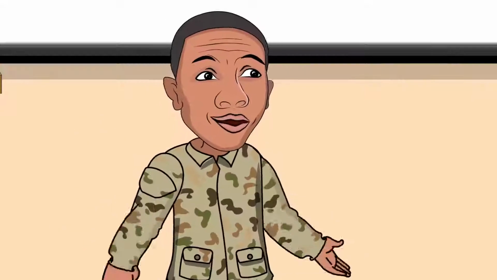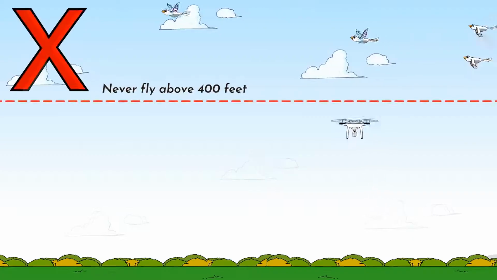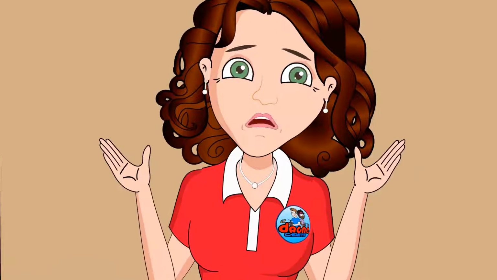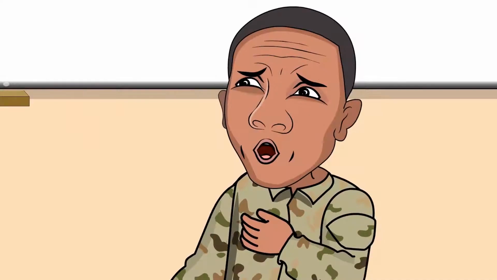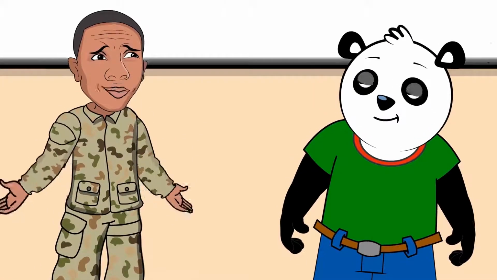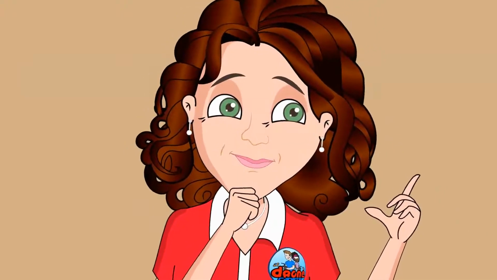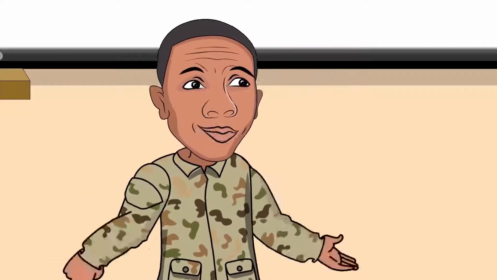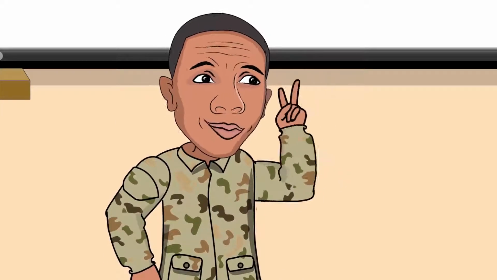Sergeant. The first FAA rule you need to know is that you should never fly above 400 feet. Everyone got that? Sergeant, we need to tell them what the FAA is first. Oh, thank you, Miss Grace. But I'm sure they already know that. You too? I don't think so. Come on, people. Let's show Panda and Miss Grace that we know this. Everyone on a count of three, shout it out. 1, 2, 3.